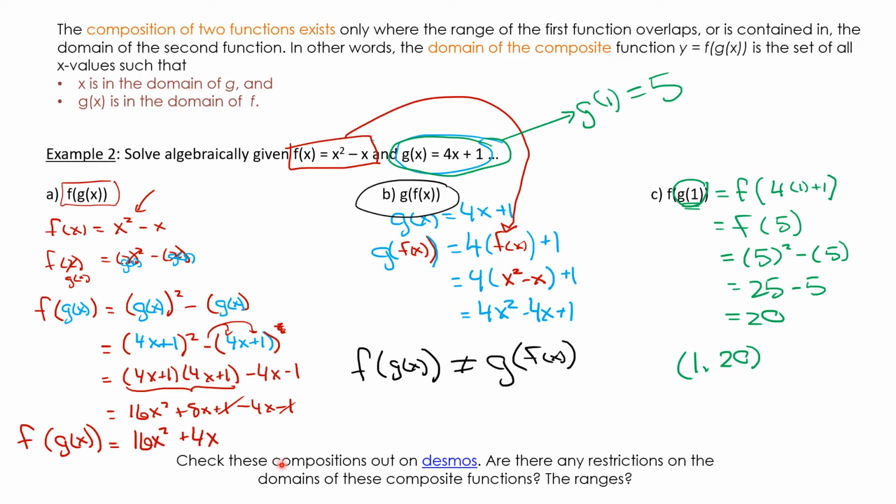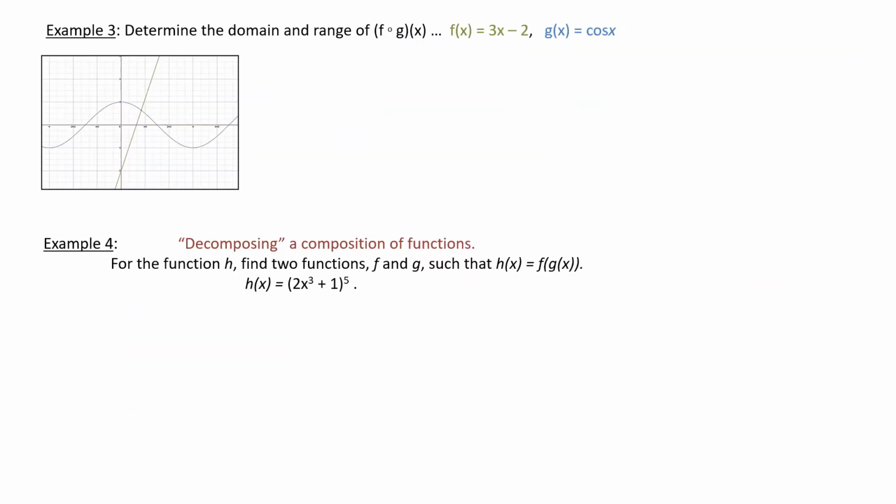So I would encourage you to look at these compositions on Desmos, type in these new functions and see if there's restrictions on the domain or the range. But we're going to actually try one to calculate domain and range ourselves. Example 3, determine the domain and range as promised of a composite function composed of f at x and g at x. Here's f at x, here's g at x.